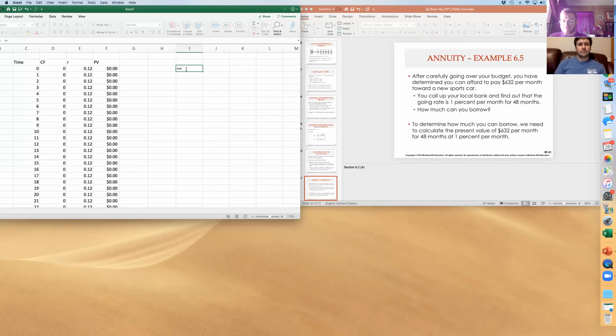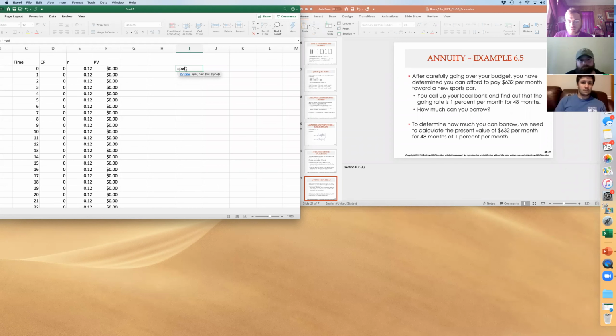Well, let's talk about now, how do we figure out how much they're actually going to lend to us? In other words, how much would this car loan be for? All right, so I'm going to put in here present value, because what we're trying to find out is the value of the loan that you're going to be taking out if you're going to pay $632 a month.